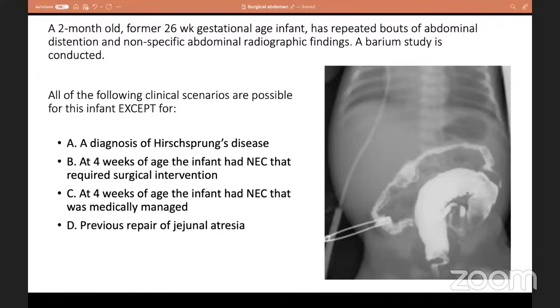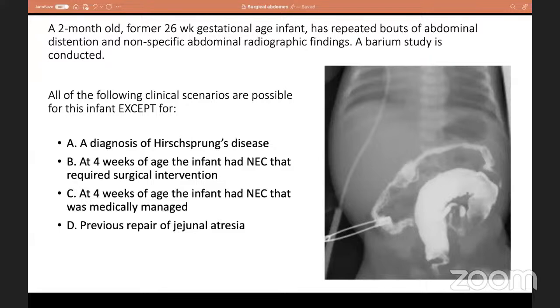Okay, I think I can tell. Dr. Furqan Salim is saying it's A. Yeah, he's right. So A is the wrong answer here because the baby is now 2 months old, so it is very rare that Hirschsprung disease presents by this age.